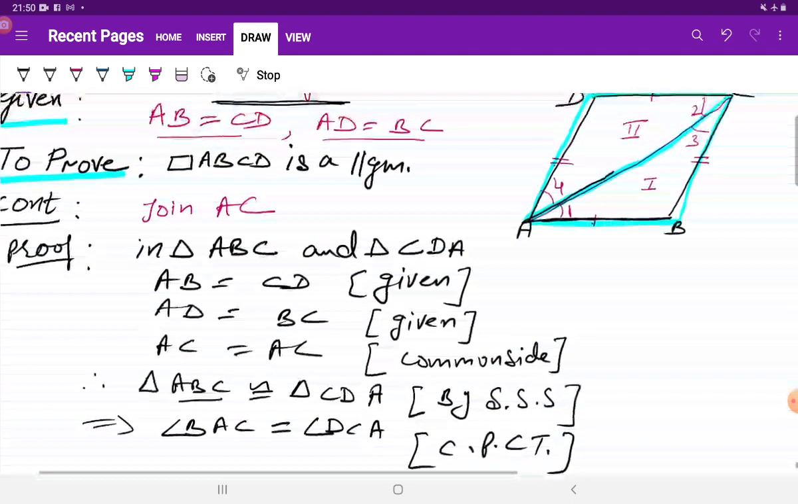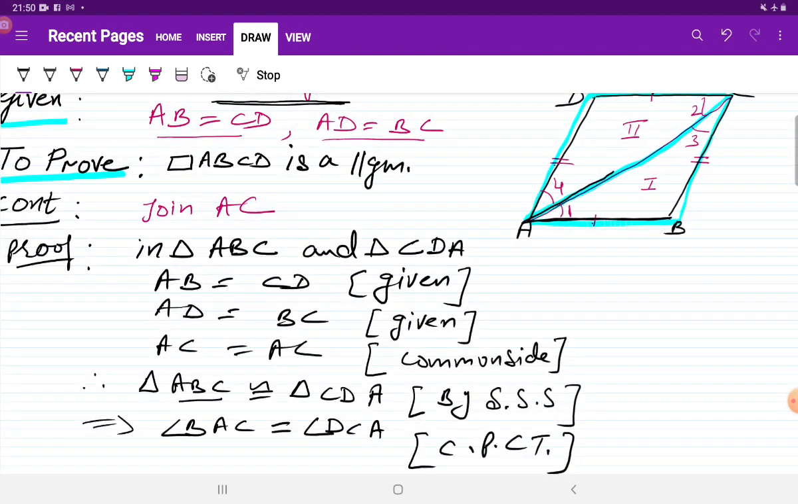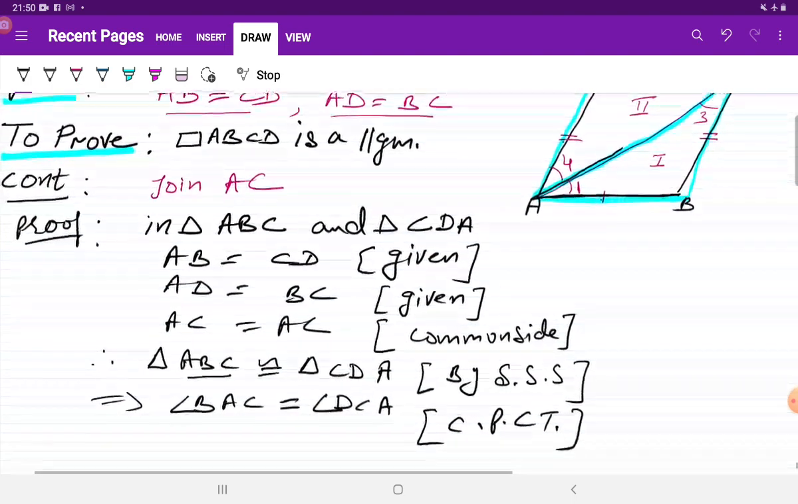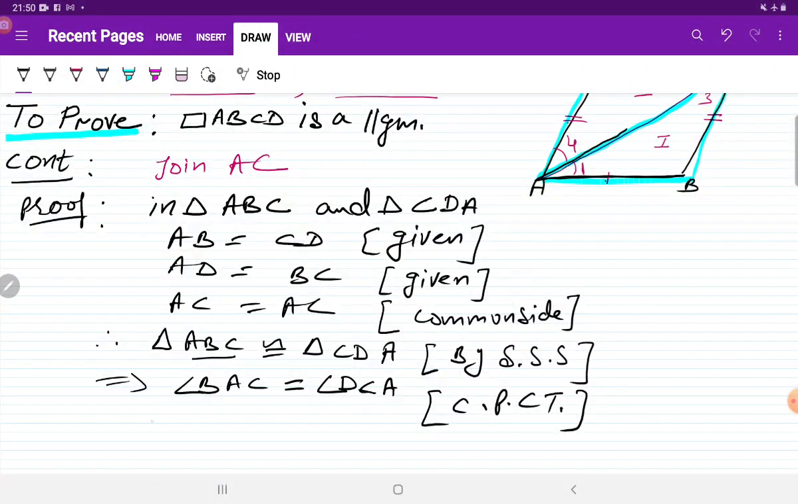Now you can write, if these two angles are equal, but what type of angles are these? Here we have to write: but these are, we can say, alternate interior angles.